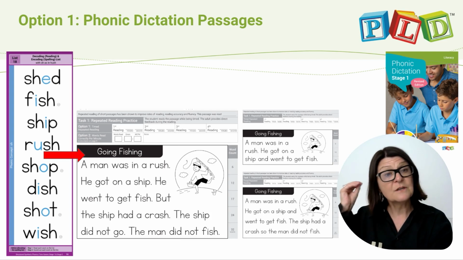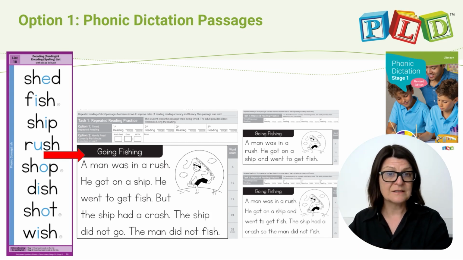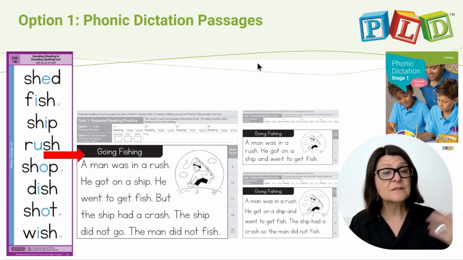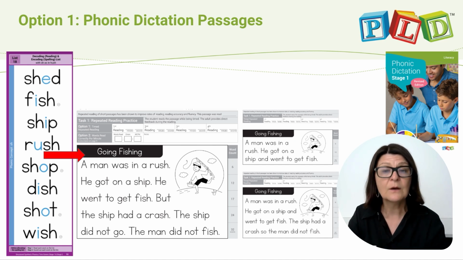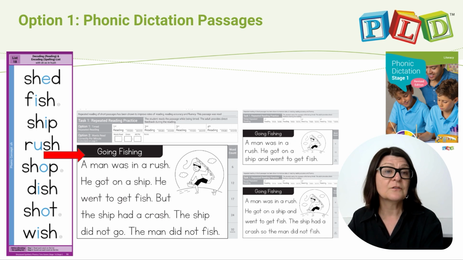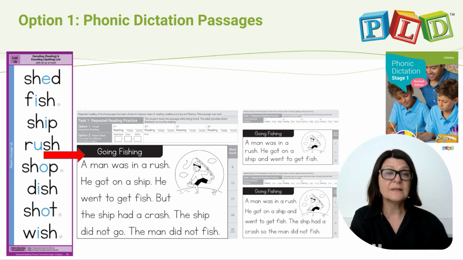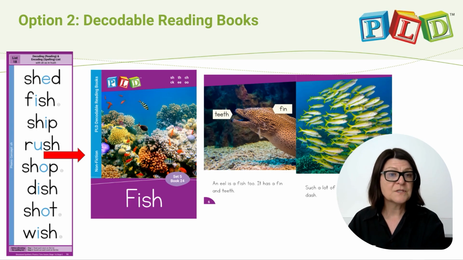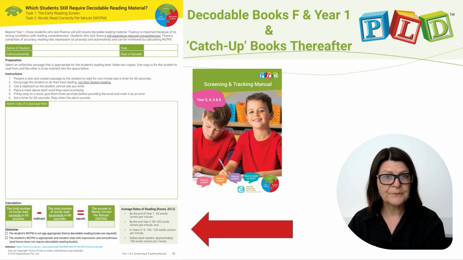You have the option of using the phonic dictation passages for repeated reading. Monday, Tuesday, Wednesday, Thursday: short reading passages to read at home during the week, or 2 readings on a Thursday, 2 readings on a Friday within the class process, and then engaging in that phonic dictation. Or you have the option of applying decodable reading material.